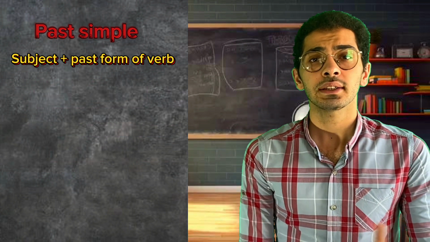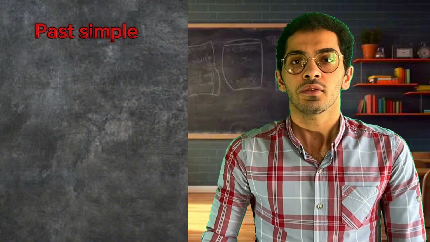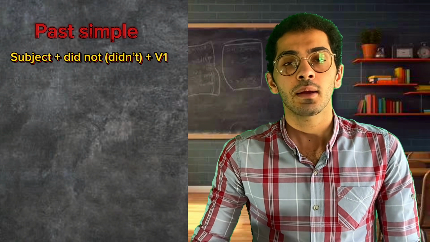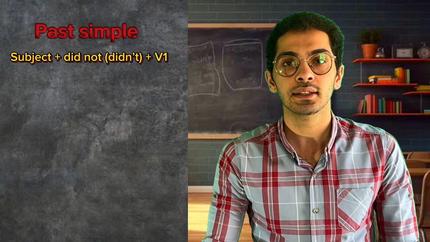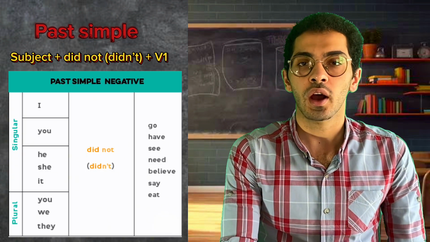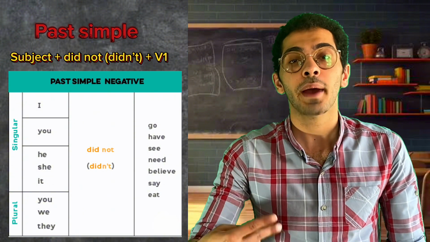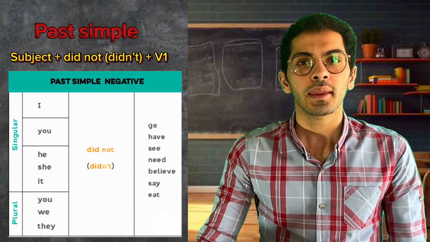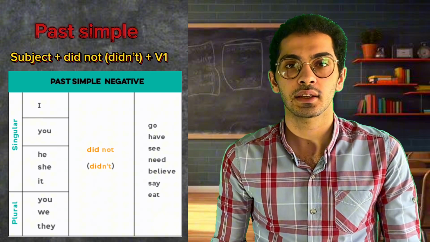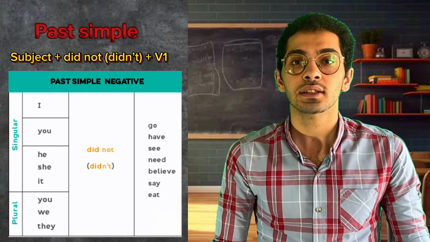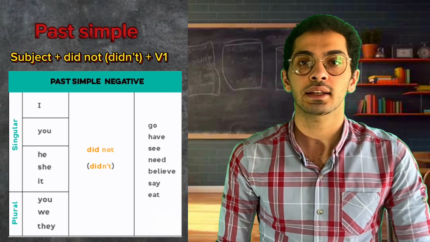Let's talk about negative form of it. When we want to make this one negative, it is subject plus did not, or short form of it is didn't, plus verb 1. Be careful. In the negative form, we don't use past form of the verb. Why? We have didn't here. Didn't actually shows us that this sentence is past, so just using the verb 1 is enough for us. We can understand it is past.